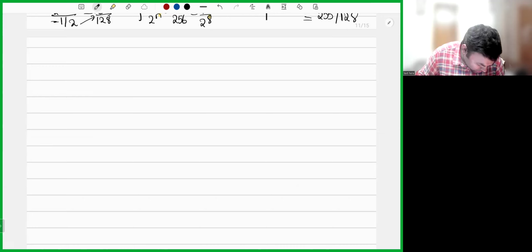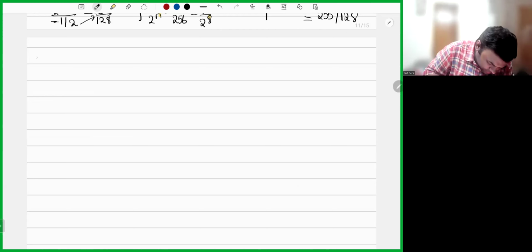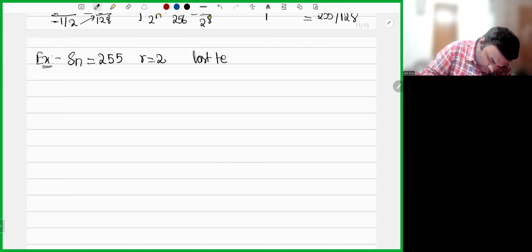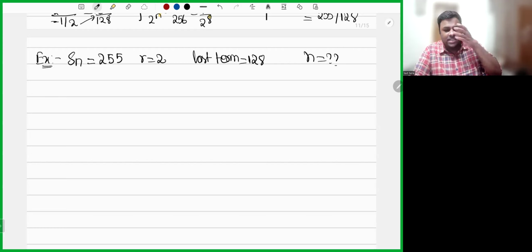Here it is. Example. Sum of n terms is equal to 255. Common ratio is equal to 2. And last term is equal to 128. The question he is asking, what is the value of n? Okay, that's the given question. Sn is equal to 255. Common ratio is equal to 2. Last term is 128. He is asking what is the value of n.